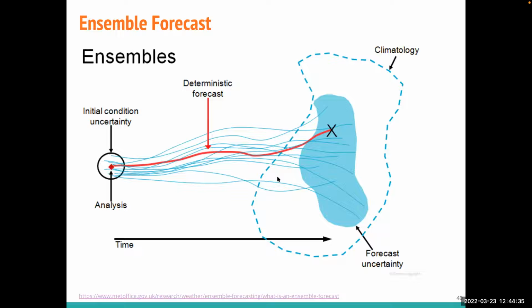Climatology means the range of states that we could have in the atmosphere, and some people suggest that that would create a problem because the climatology is shifting also because of global warming.